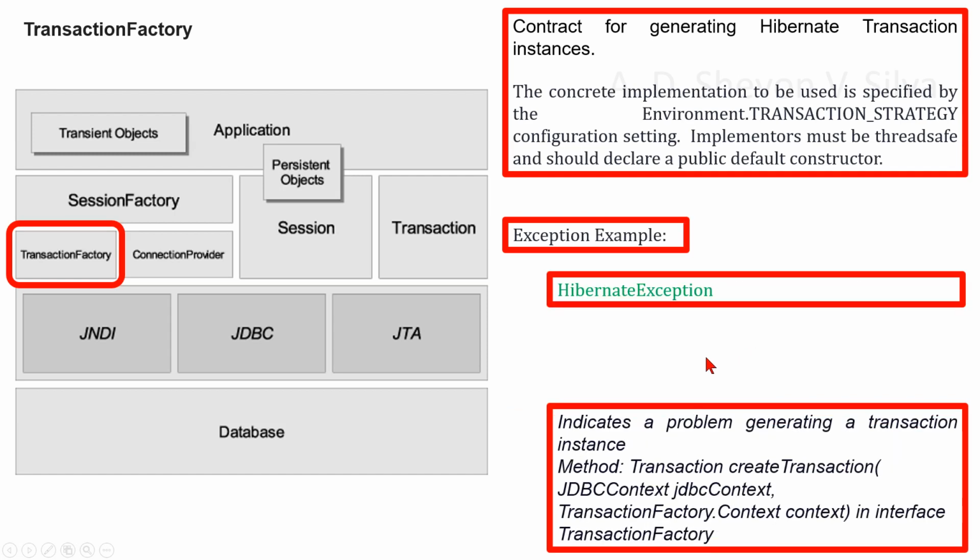As an exception example, we can consider HibernateException. Indicates a problem generating a transaction instance. This exception can occur in the method TransactionFactory.createTransaction(JDBCContext) in interface TransactionFactory.